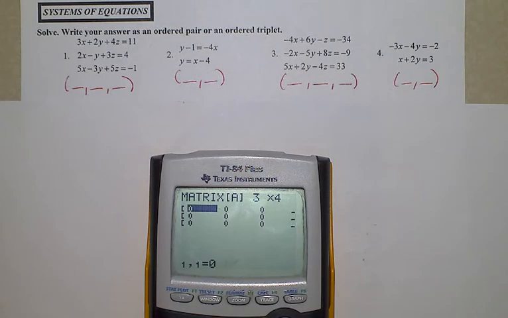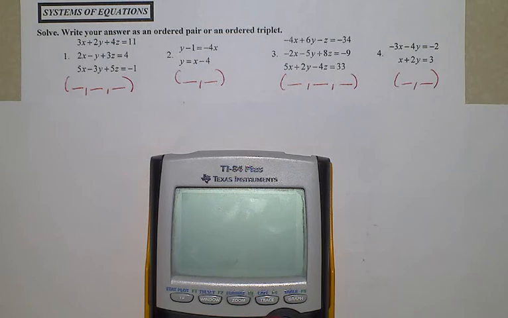Okay, I'm going to type in each one of the numbers. So for instance, the first row will be 3, enter, 2, enter, 4, and 11. Then we go on to the next row. I'm going to let you fill yours in. Remember, the negative sign is below the 3. When you're done, please do second quit.